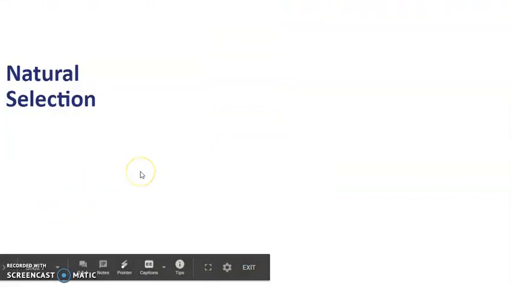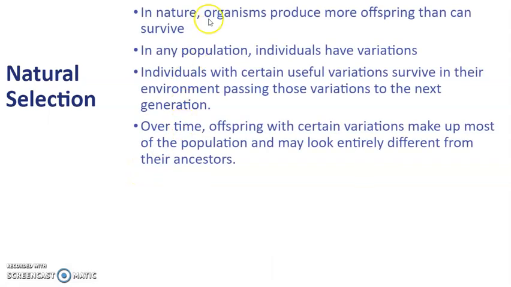All right, so what are the main points of natural selection? When we think about natural selection, we have to put together these four points. In nature, organisms produce more offspring than can survive. In any population, individuals have variation. If it's mice, it might be fur color. In other animals, it might be how fast they are, but there's variation among multiple traits. Individuals with certain useful variations survive in their environment, passing those variations to the next generation.